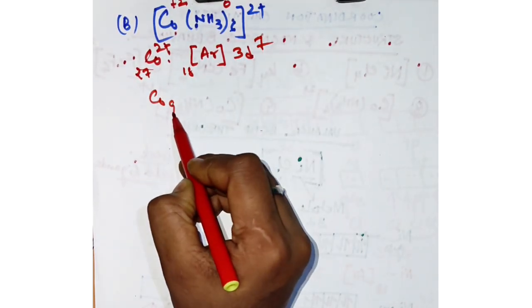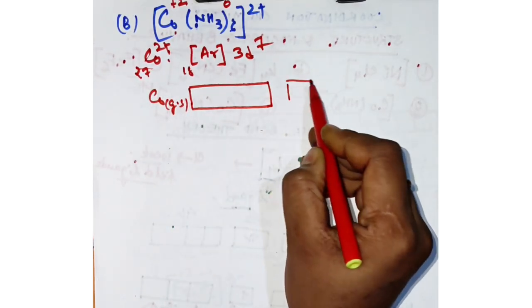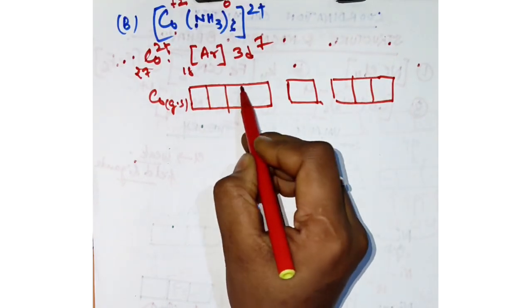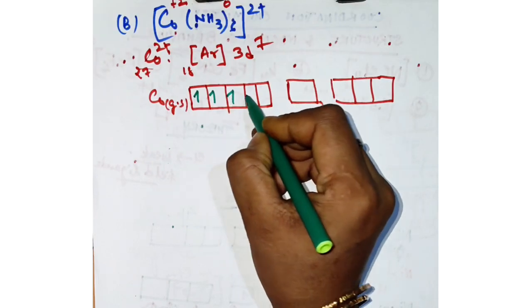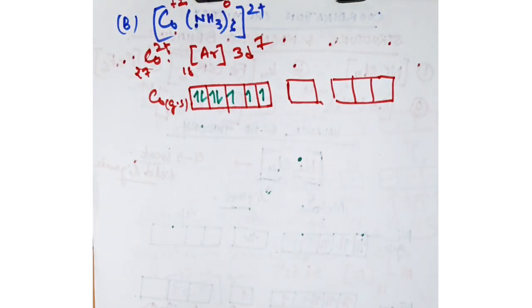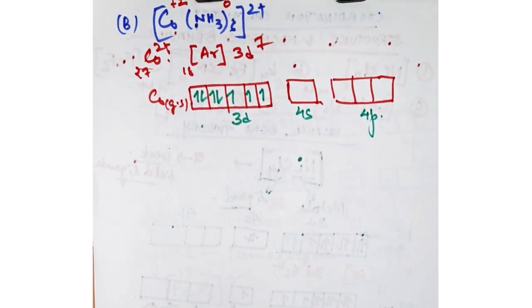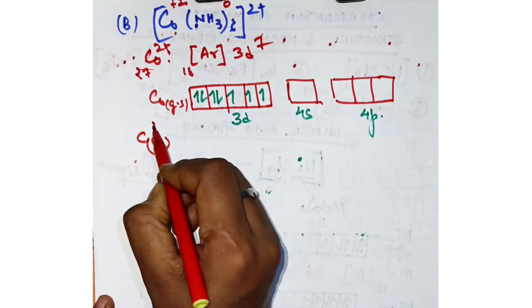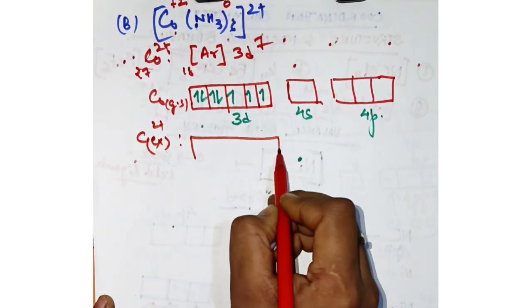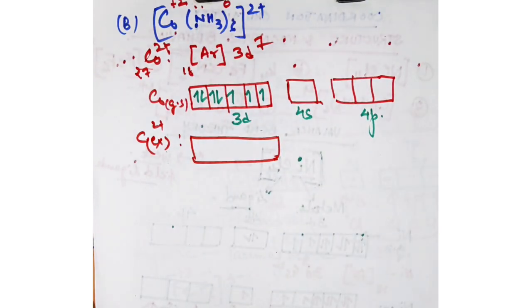Okay, so cobalt in your ground state, what we are going to draw: how many electrons? 1, 2, 3, 4, 5, 6 and 7 electrons. So this is your 3d, this is your 4s, and this is your 4p. Now cobalt in your excited state of 2 plus. Here the donor is your nitrogen, so it is a very strong donor, a strong field ligand.